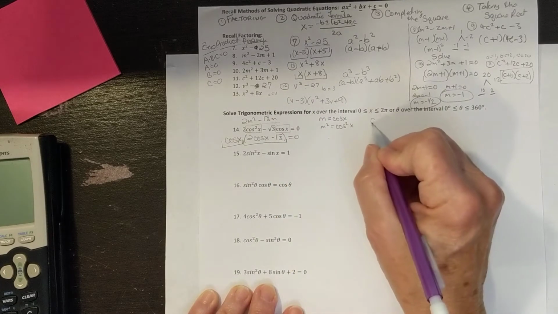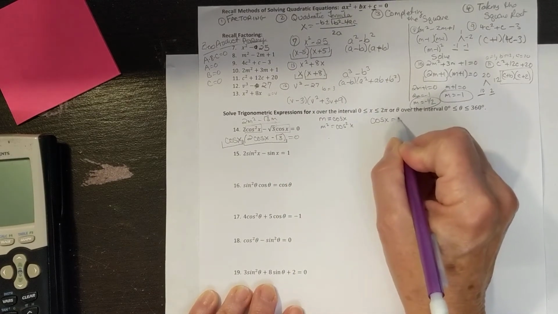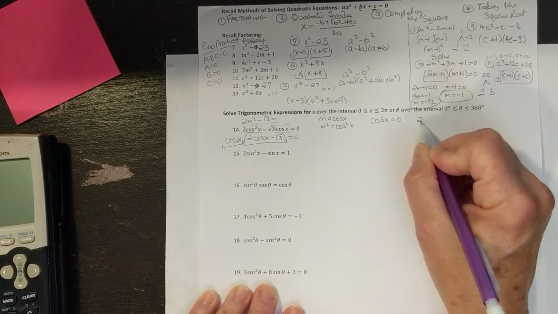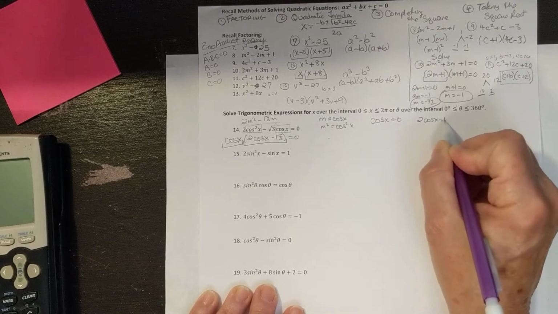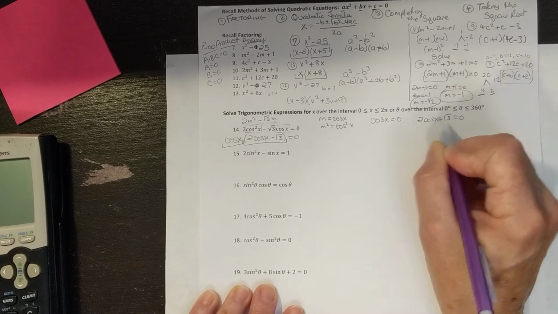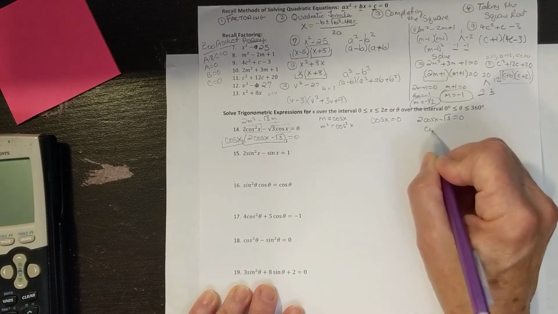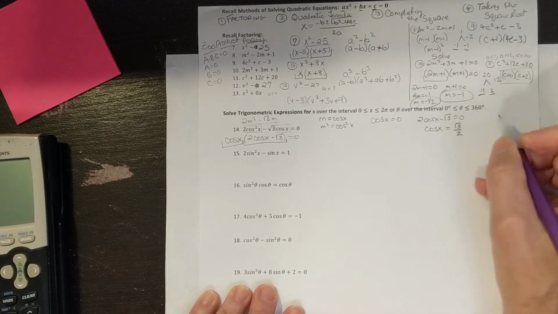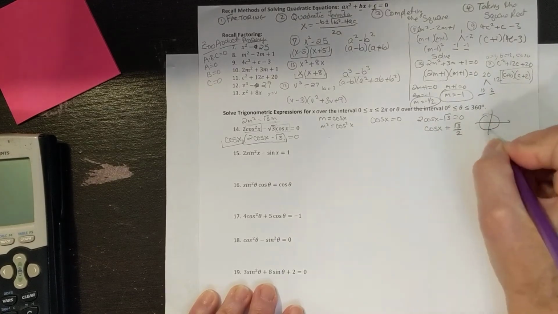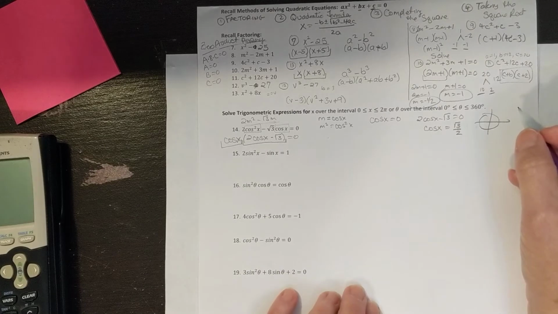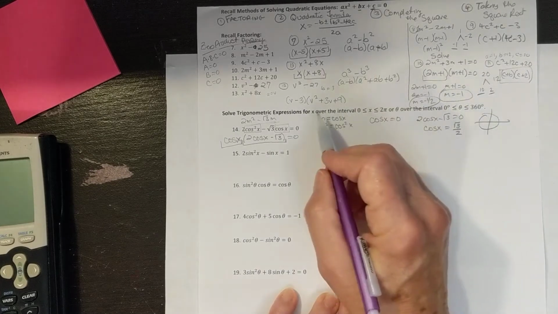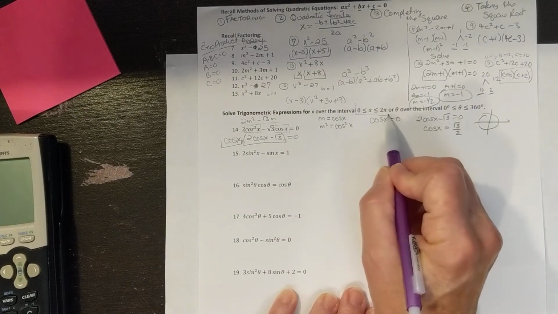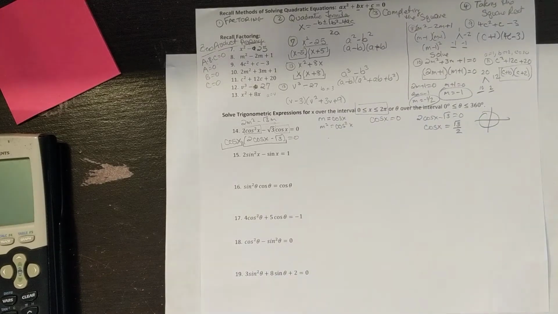So I'll say, when is the cosine of x equal to 0? And when does 2 times the cosine of x minus the square root of 3 equal 0? I'm going to solve this for the cosine of x. So I'll add the square root of 3 and then I'll divide by 2. And then I'll think about, when is this true? Now this is an x, so I'm going to answer in radians. And they gave me from 0 to 2 pi.